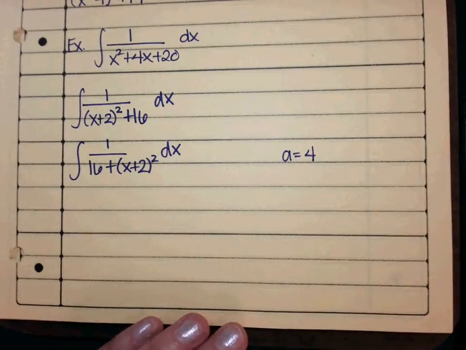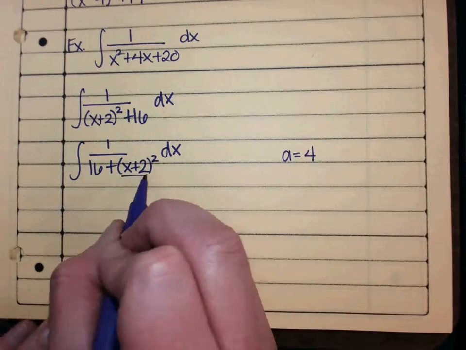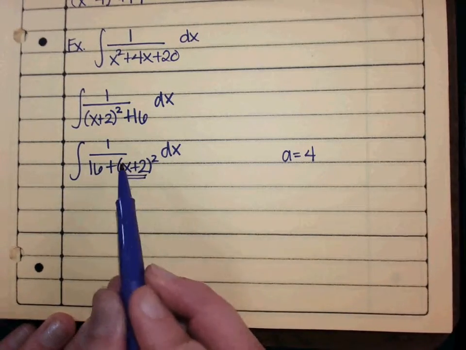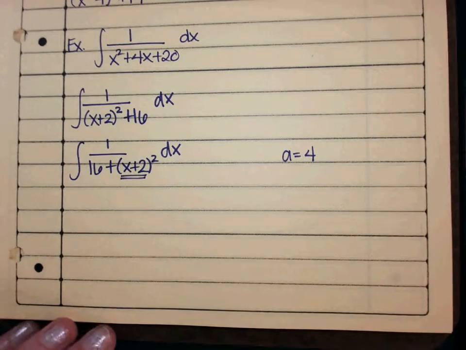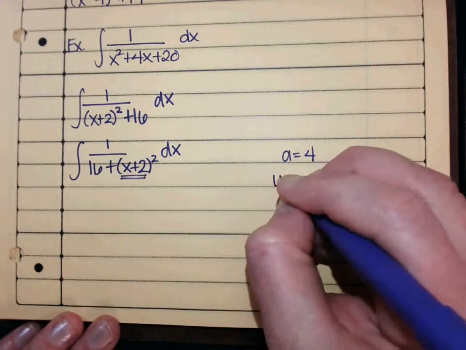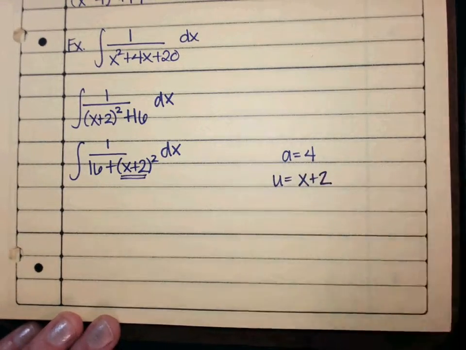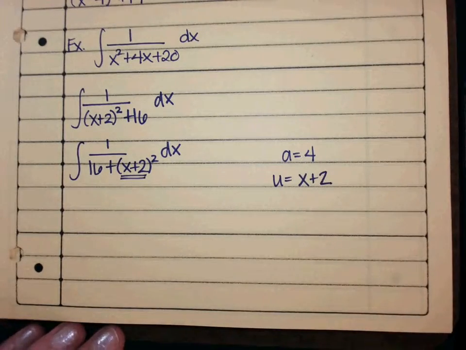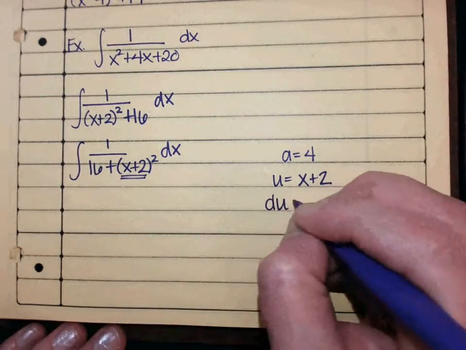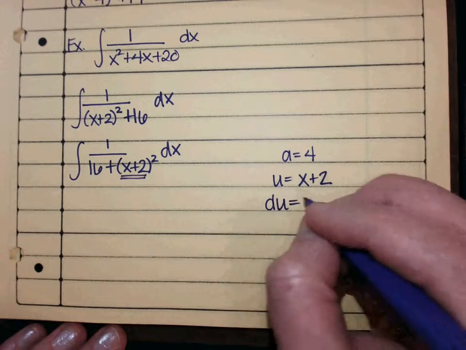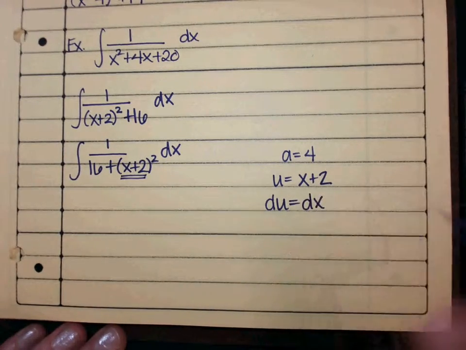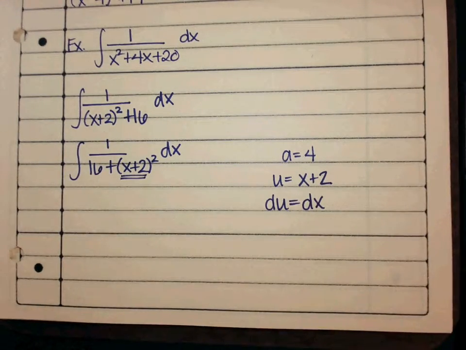And then my u is going to be this junk right here, because remember, that's u squared. So my u is just going to be the x plus 2 from the middle. Are we good so far? Okay, what is du if u is x plus 2? What's the derivative of that? 1 dx, which means do I have to rewrite that dx as du? No, but you can if you want to.